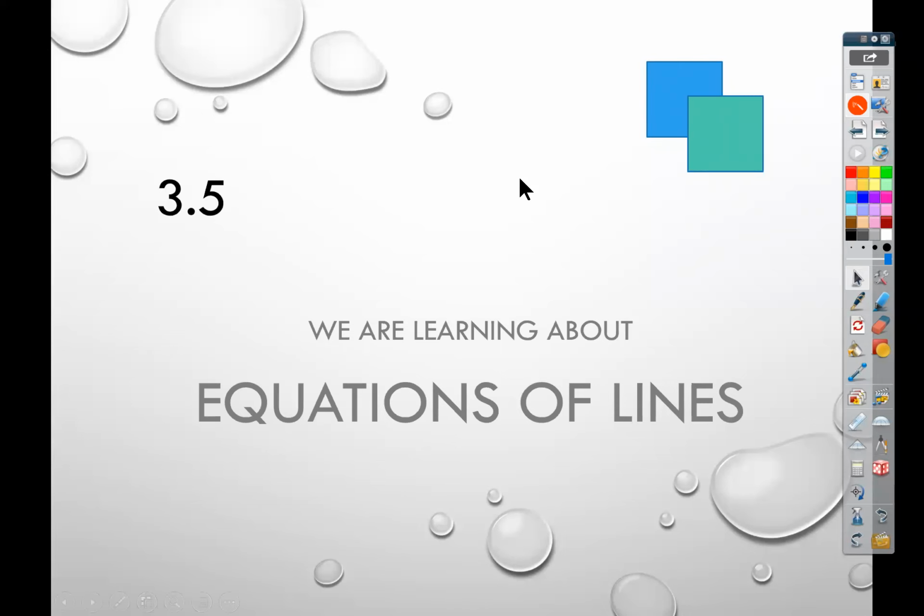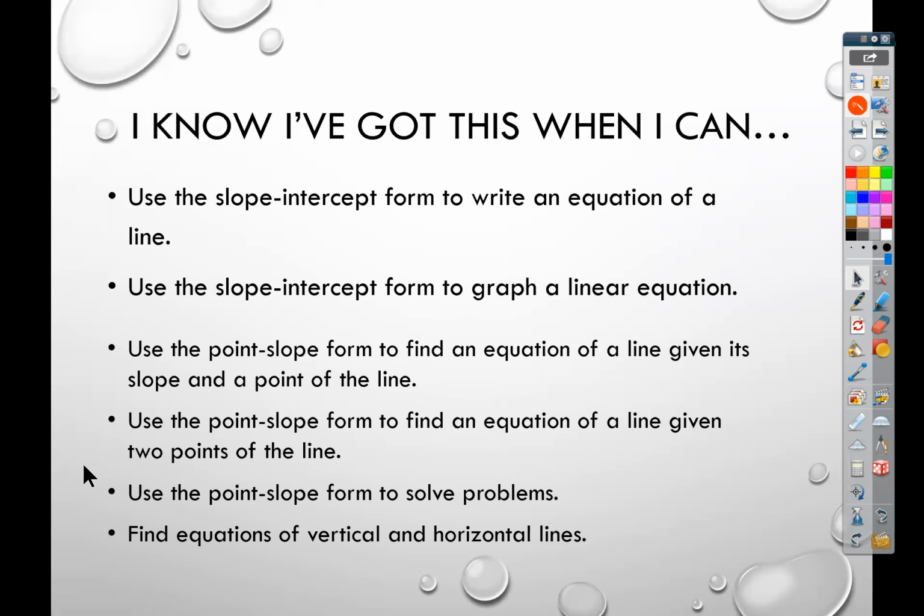Hello, today we're learning about equations of lines. So I know I've got this when I can use slope-intercept form to write an equation of a line.